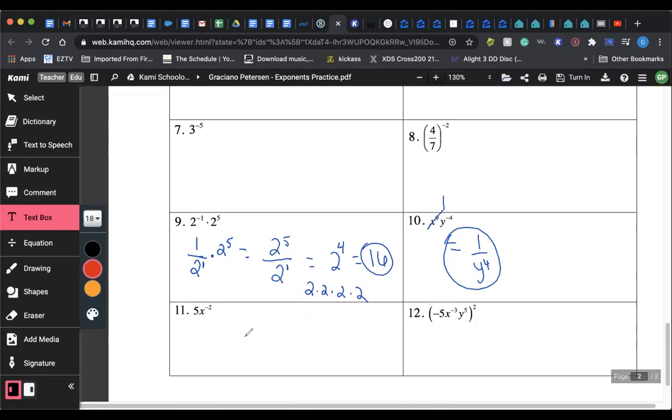All right. So 11, we have 5x to the negative 2. So what do we do? Turn the 2 into a positive. How? We just flip it, exactly. So it becomes 5 over x squared. That's it. That's the answer.